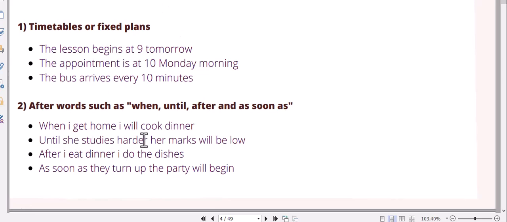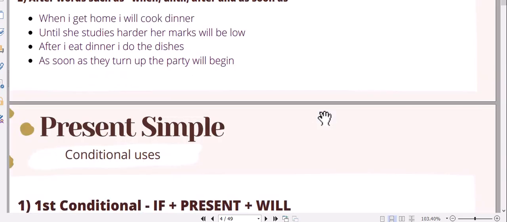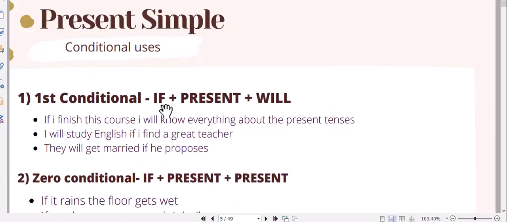For example, these are things I didn't mention before, but you need to know them. When I get home, I will cook dinner. Until she studies harder, her marks will be low. So here, as you can see, I used when, until, after, as soon as. This is like a frequency word. And for the first conditional, we have the if conditional.